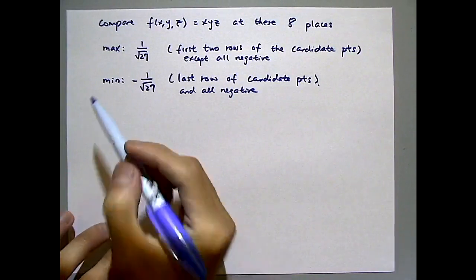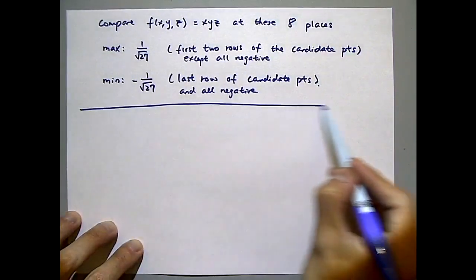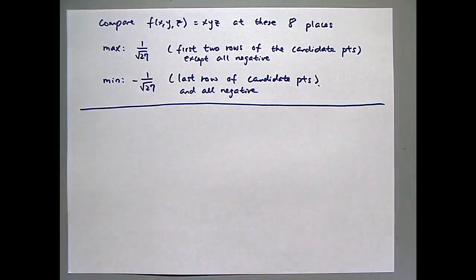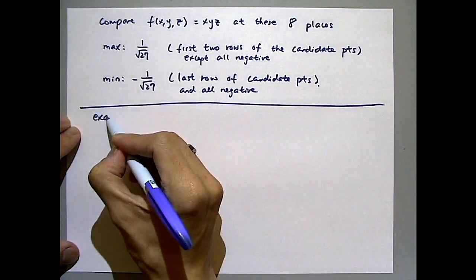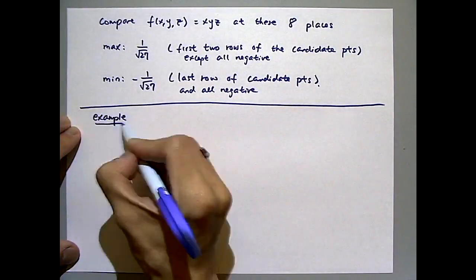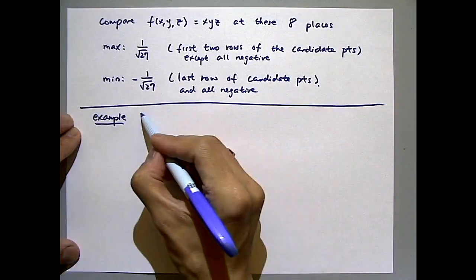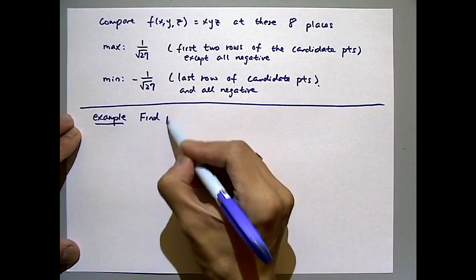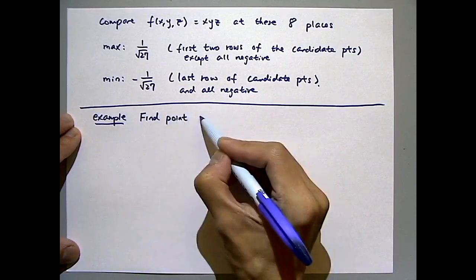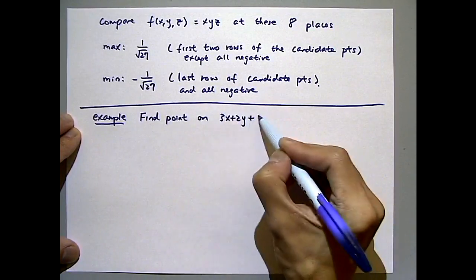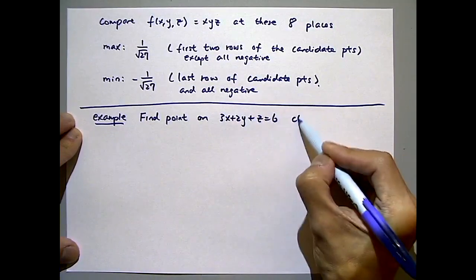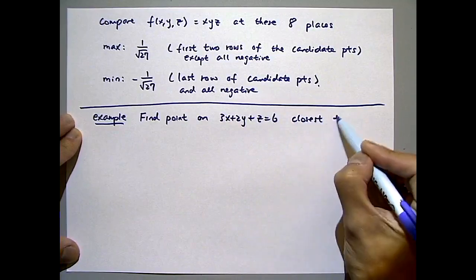All right, one very quick thing. We won't work through this all the way because we actually did the same problem last time. But we're going to revisit the problem we did last time. We want to find a point on the plane 3x plus 2y plus z equal to 6, closest to the origin.